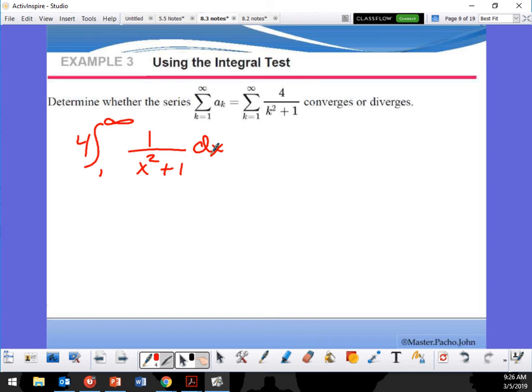Integral test is going to be from 1 to b, because I'm going to be taking the limit as b goes to infinity at the end there. So it's going to be the integral of 1 over x squared plus 1 dx. So what is the integral of 1 over x squared plus 1? Natural log of x squared plus 1? Or arc tangent. Arc tangent, right? Yeah, you're right.